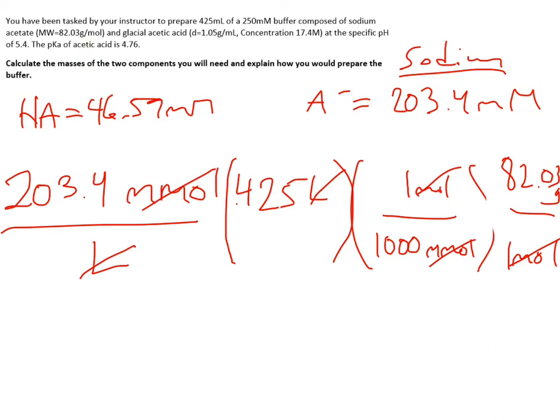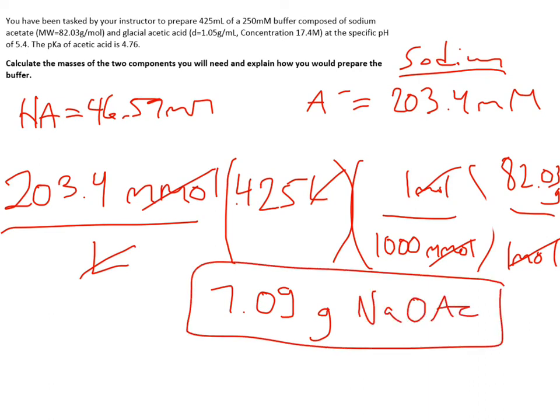I'm going to plug it into my calculator here. 203.4 times 0.425 divided by 1,000 times 82.03. Looks like we're going to need 7.09 grams of sodium acetate in this buffer. That's one of the things. Okay, so that's done. Check.